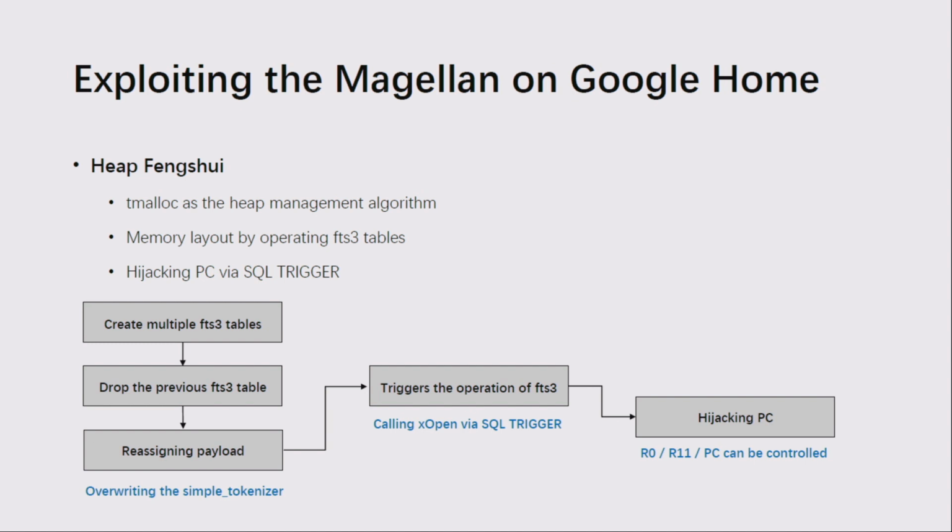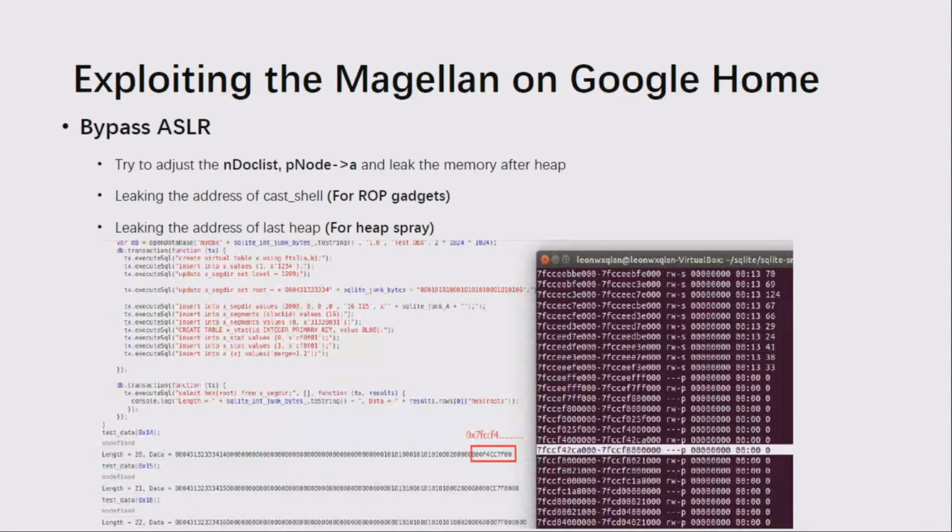With the SQL triggers that perform operations on FTS3 tables before the free, there is a chance that the tokenizer module callback functions will be triggered to hijack the PC. When we have the ability to hijack the PC and control the R0 register, we only need to be able to leak information and bypass ASLR.